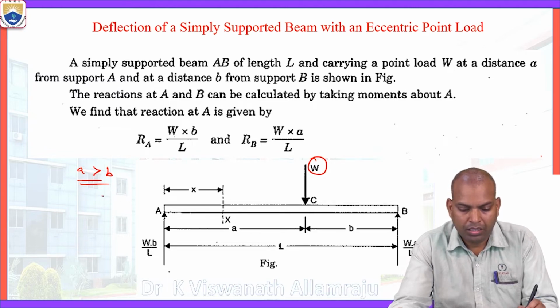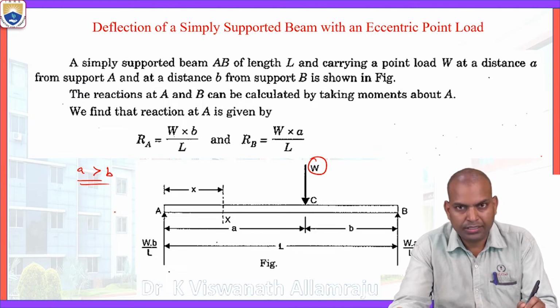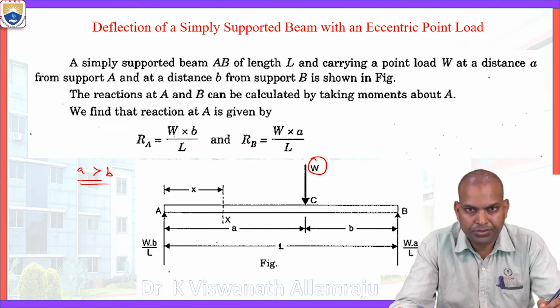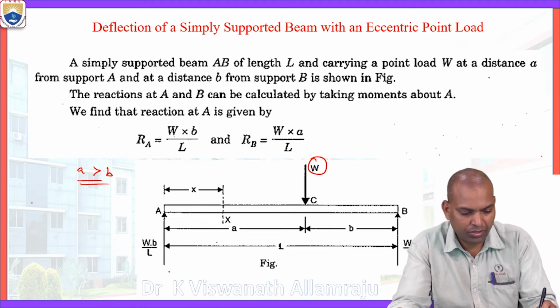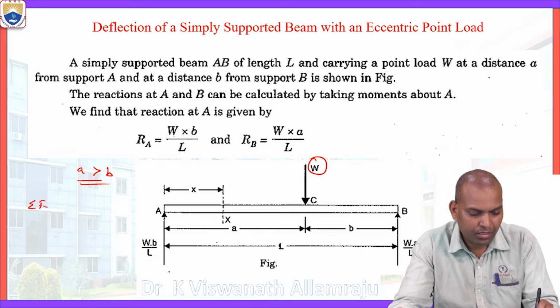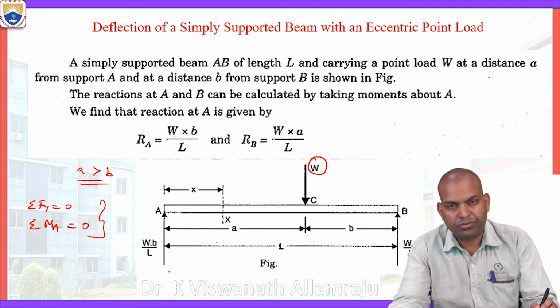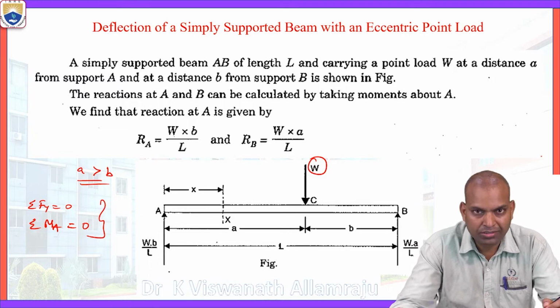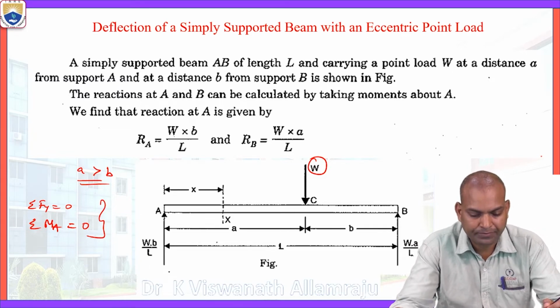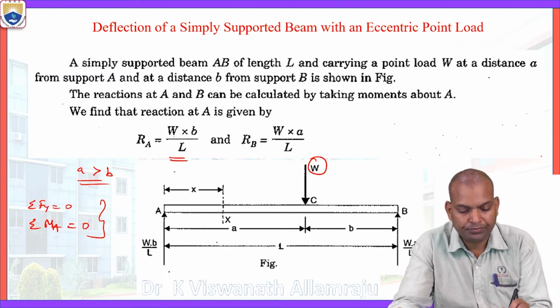Now the reactions are calculated from the concepts of shear force and bending moment diagrams. We use two equilibrium equations: one is sigma Fy equal to 0, and another one is sigma M_A equal to 0. By using these two equilibrium conditions, we calculated the reactions at support A and support B. The calculated reaction at A is Wb by L, and at B it is Wa by L.